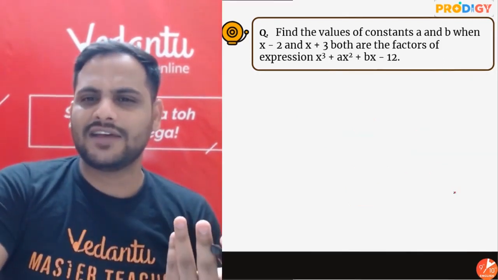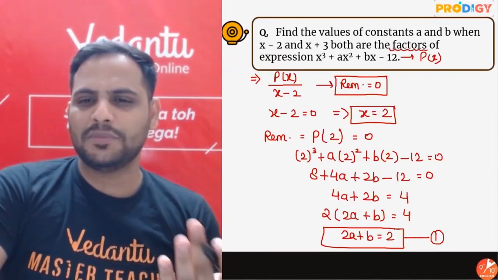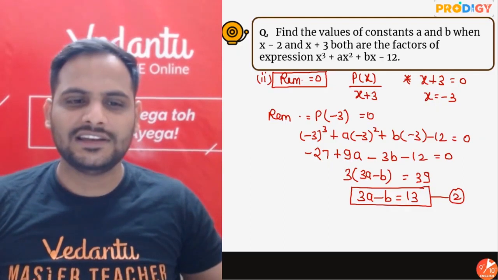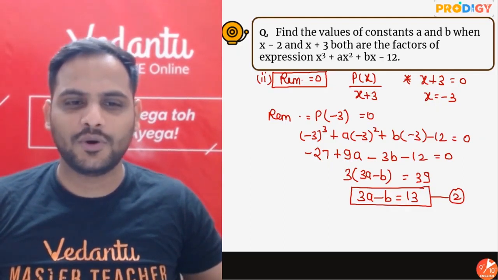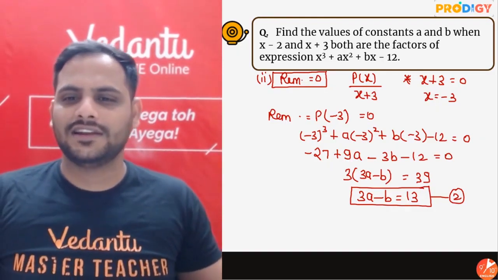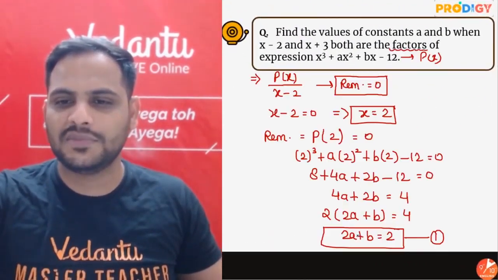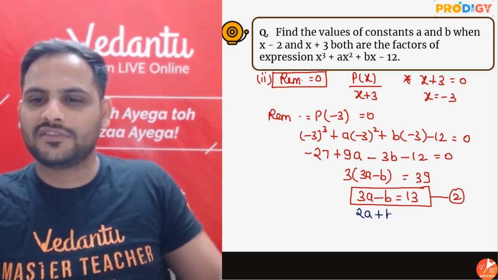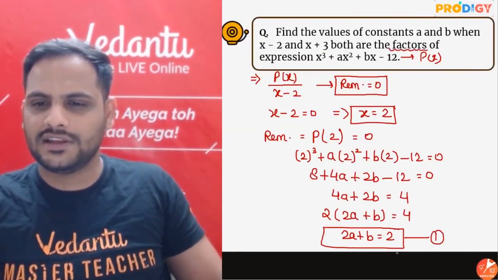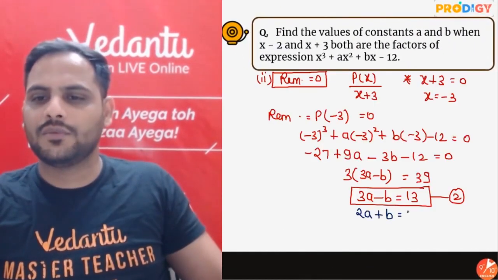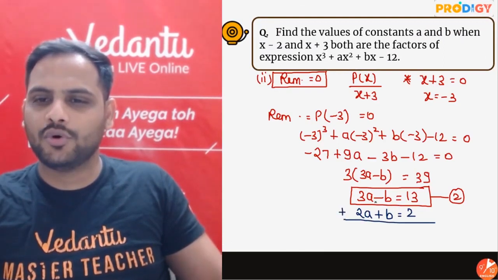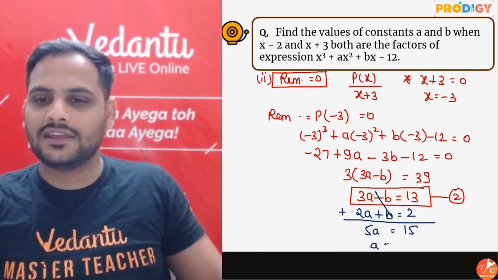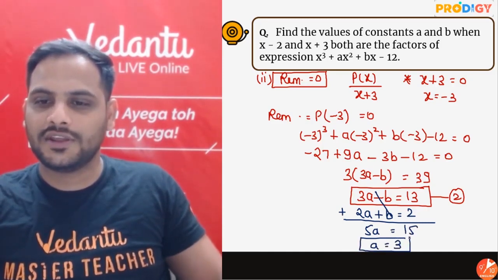So I have got two equations. 2a plus b equal to 2, and 3a minus b equal to 13. Linear equation in two variables. What else do I need? Nothing. Let's just add both the equations because b is common over there. So let's write the second equation over here. 2a plus b is equal to 2. Let's add both. 5a is equal to 15. a is equal to 15 by 5, which is equal to 3.